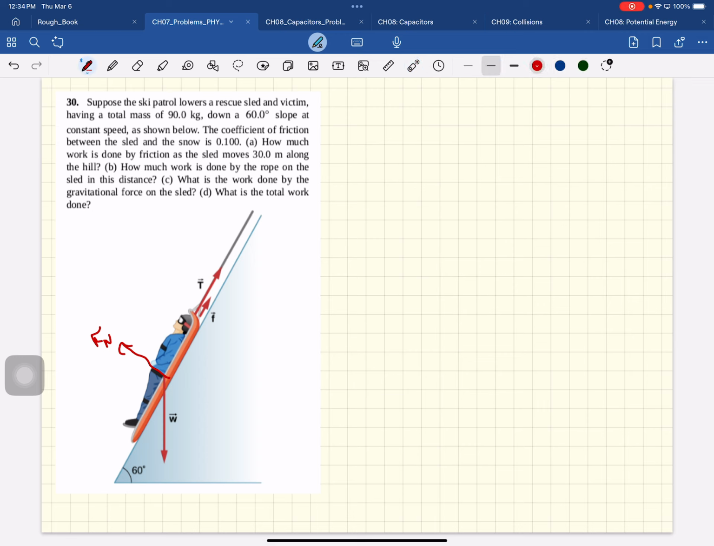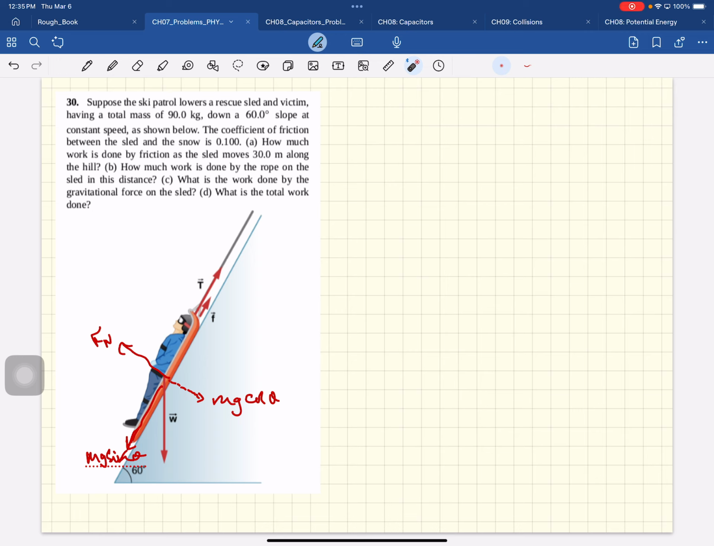Now this component of the weight cancels the normal force, and this component of the weight is what's relevant to us. And this is mg sine theta. This is mg cosine theta. Since the person is being lowered at constant speed, this must cancel these two forces. So the coefficient of friction between the sled and the snow is 0.1. How much work is done by friction on the sled as the sled moves 30 meters?